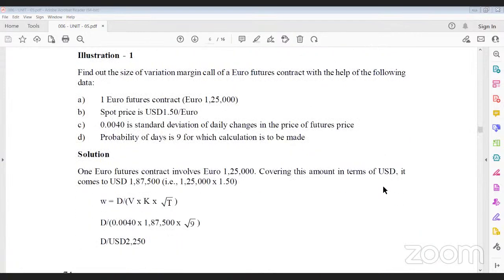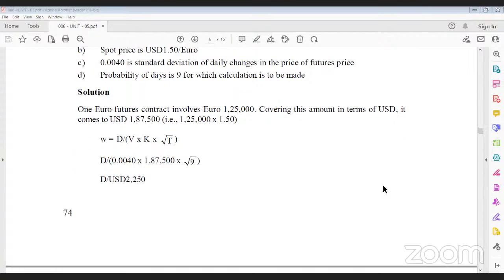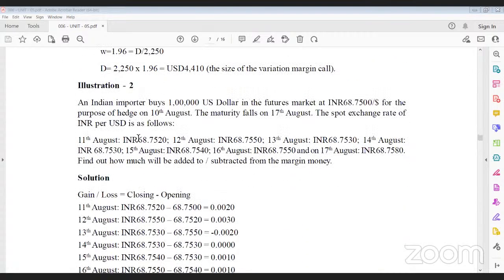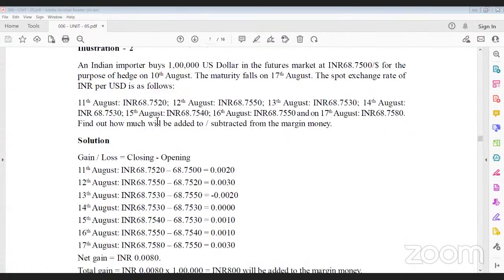Now we have an illustration on the size of the variation margin call. The data is given, and this is the formula. Let us now look at this illustration too, for a better understanding of currency futures. Let us look at this example and try to analyze and interpret it.